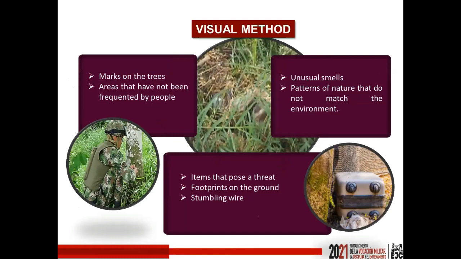So with the visual method, we can identify marks on the trees, areas that have not been frequented by people. The members of the whole team may identify unusual smells, patterns of nature that do not match the environment, items that pose a threat, footprints on the ground, and stumbling wire.